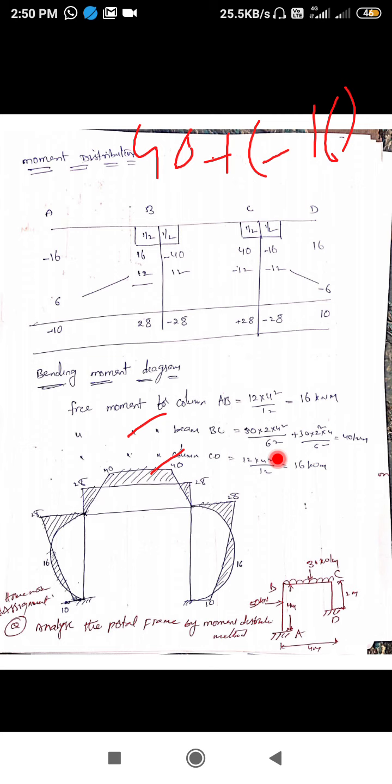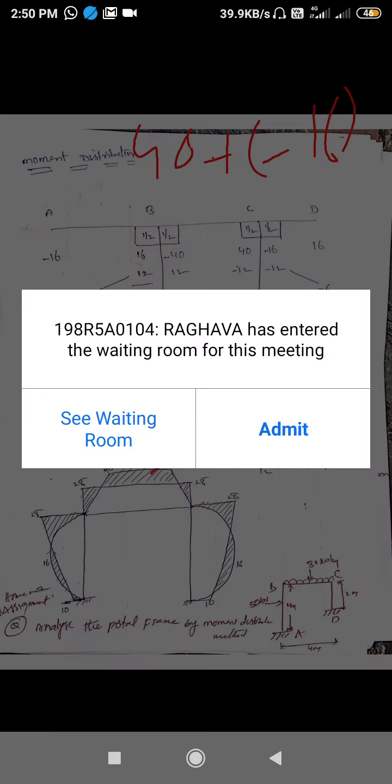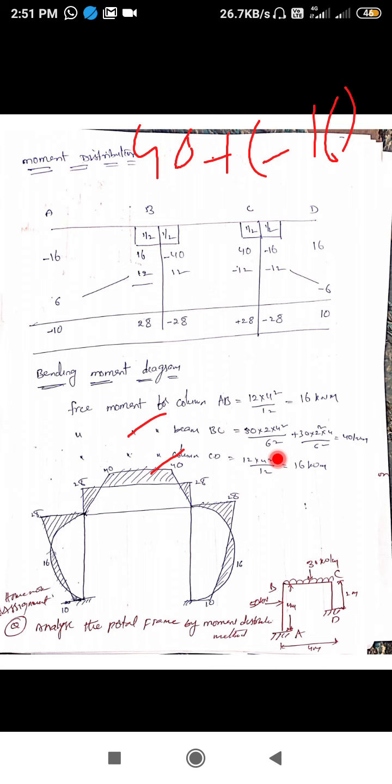the same formulas are applied. Span AB has a UDL load, so that formula is WL square by 12. You got 16 kilonewton meter. Same as BC, it has point loads, that is 2 point loads. One is 30 kilonewton from left at 2 meter, another 30 kilonewton from right at 2 meter distance. It is an unequal distance, so you can use the unequal distance moment formula, that is Wab square by L plus Wa square b by L. So we got 40 kilonewton meter. Same as column CD, that is 16 kilonewton meter.